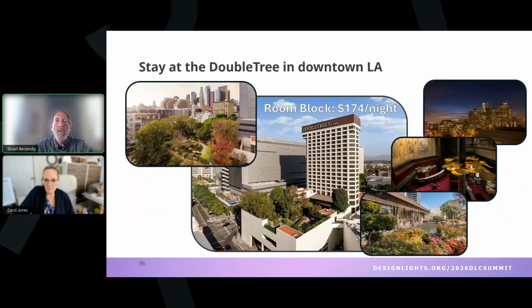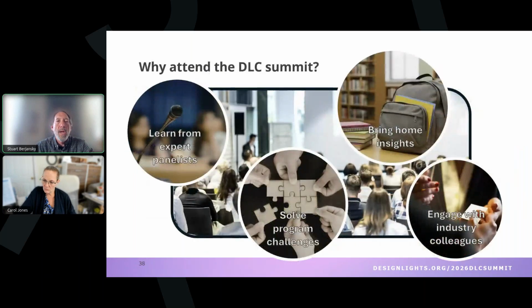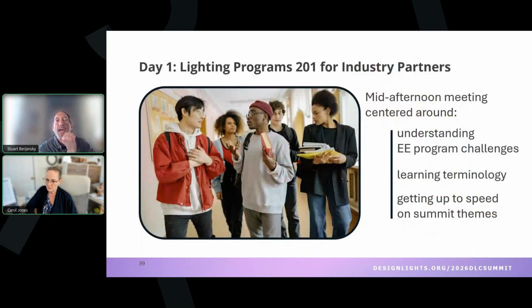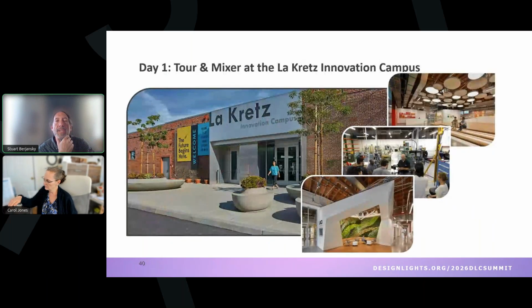So if you go up on our website, you can register for the summit. We have some of the agenda items up there, abstracts, the reasons to attend. It's a day and a half. On day one, for industry partners, we'll be spending a little bit of time going around challenges and things that are going on in the industry, and also preparing you for day two. There will be a member meeting concurrent with this, so any of our members that attend will have their own meeting. On day one, we'll also do a tour of the La Cretz Innovation Campus, and that'll be a great time for networking also.